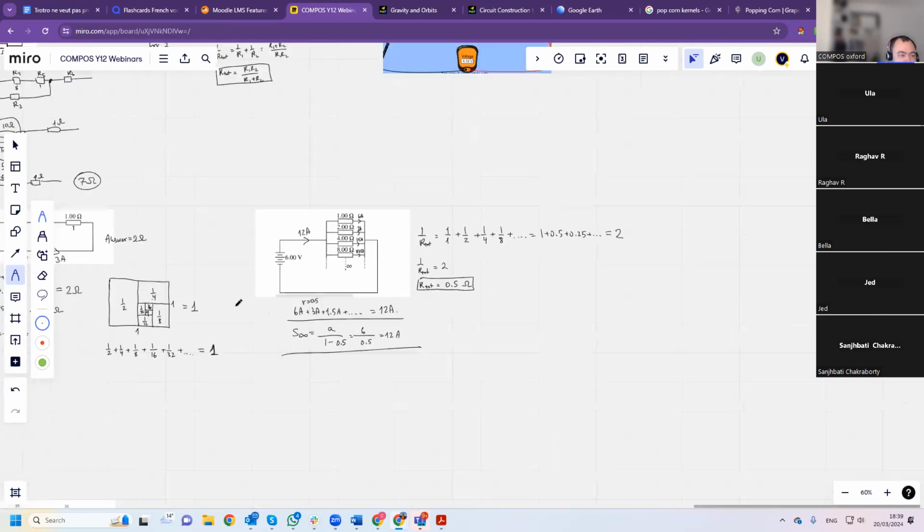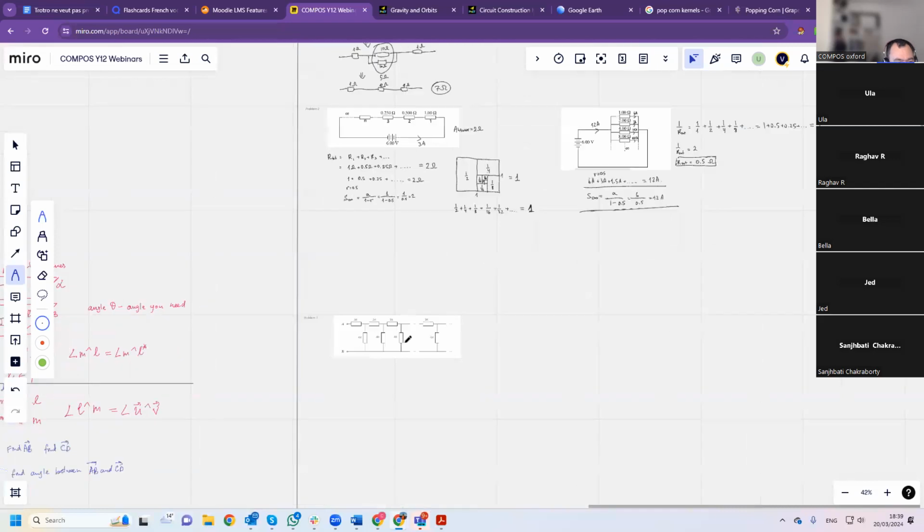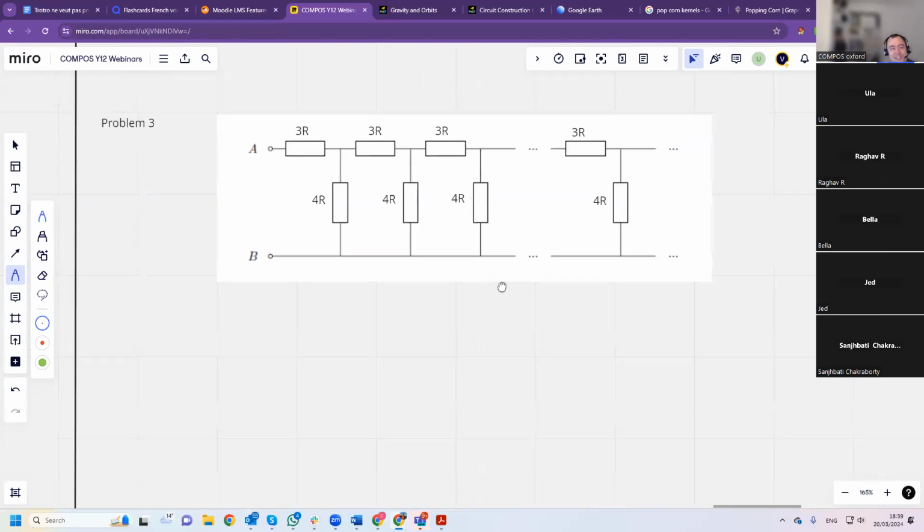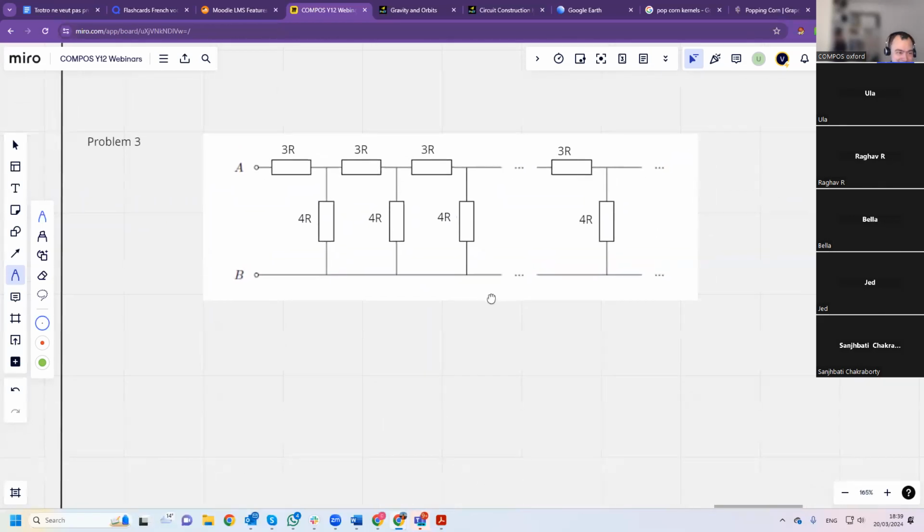All right. So a fun little question. Now we're getting to some interesting stuff. You have an infinite chain of resistors. It's a more complicated chain. And you need to find the total resistance between A and B. So resistance between A and B is a question mark.